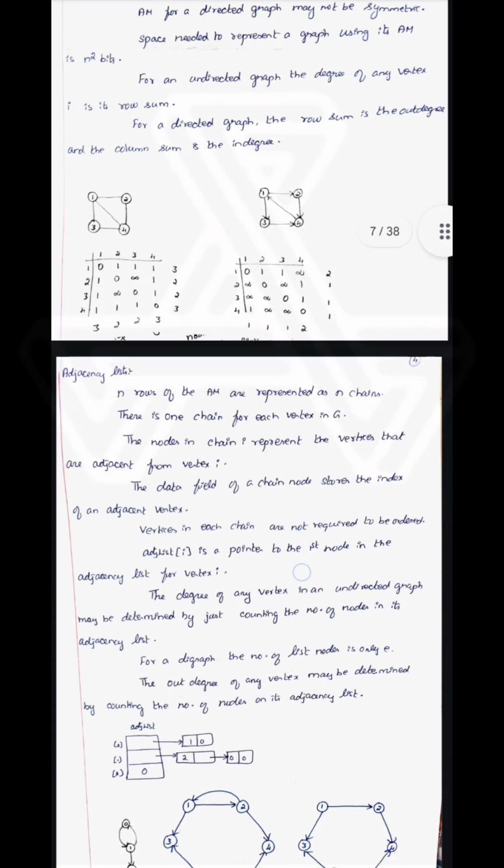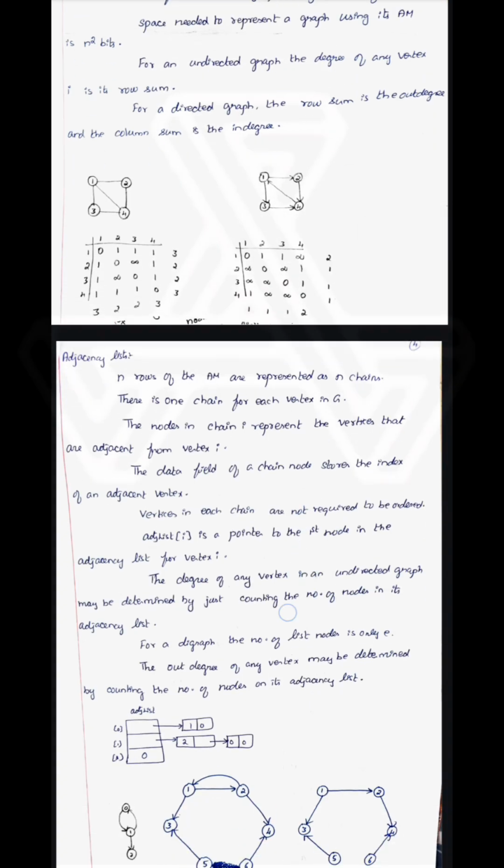Space needed to represent a graph using its adjacency matrix is n squared bits. For an undirected graph, the degree of any vertex i is its row sum. For a directed graph, the row sum is the out degree and the column sum is the in degree.